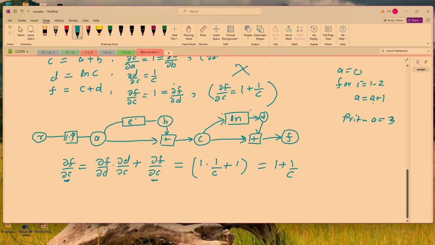Is it making sense? Any more confusion? Ask me before I move forward. If you have doubts, then ask me. All right. So this was the first loop which we went for backward. Now let's go another loop backwards.